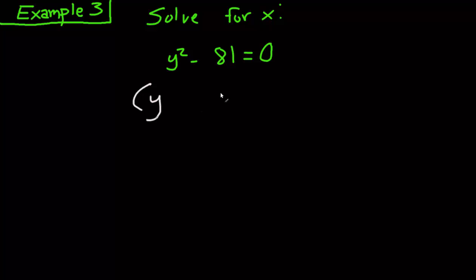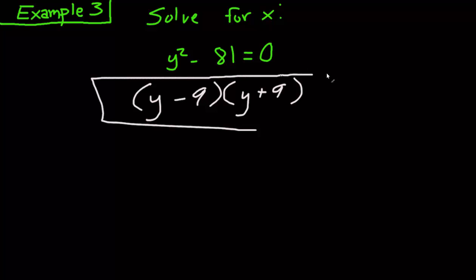y. This is going to be the square root of 81, which is negative 9 and positive 9, because of course we have to account for that negative. Okay, so that's the difference of squares. It comes in really handy. You're going to have y minus 9, y plus 9. Alright guys, let's move on to the next example.